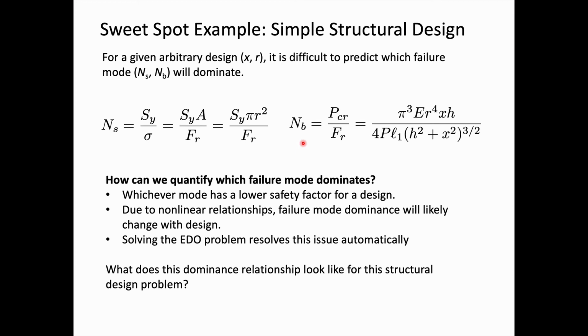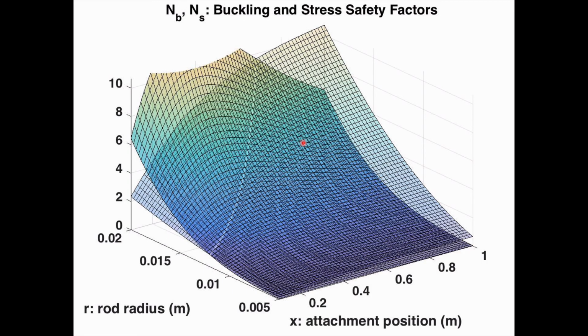What does this dominance relationship look like for this structural design problem? I think it's often helpful to visualize things like this so we can get some insight into these trade-offs. If we were to plot both NB and NS as a function of radius and attachment position, this is what we would see. Here is where we're varying x. Here is where we are varying the radius.